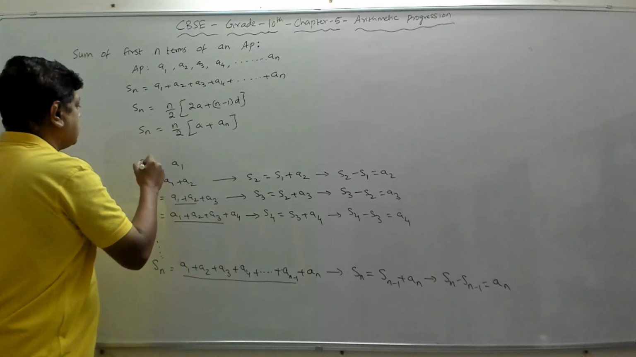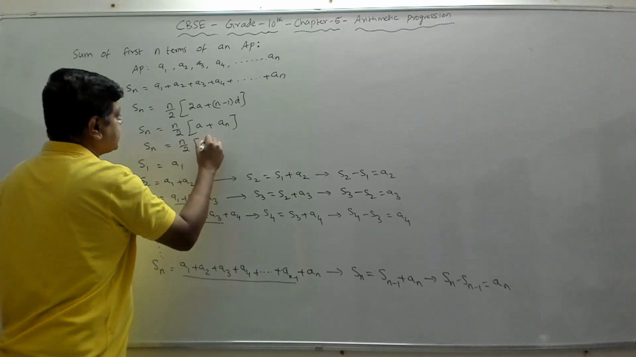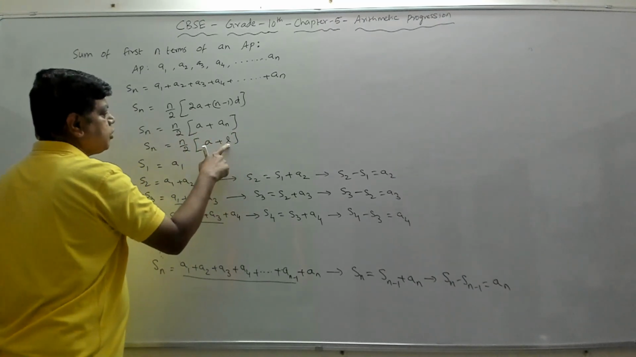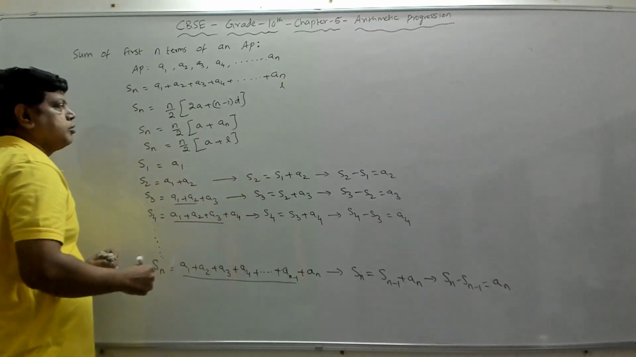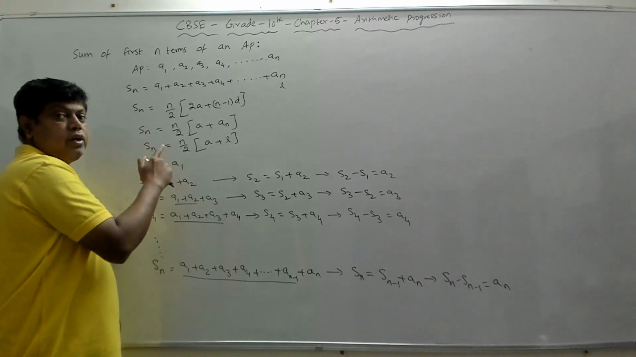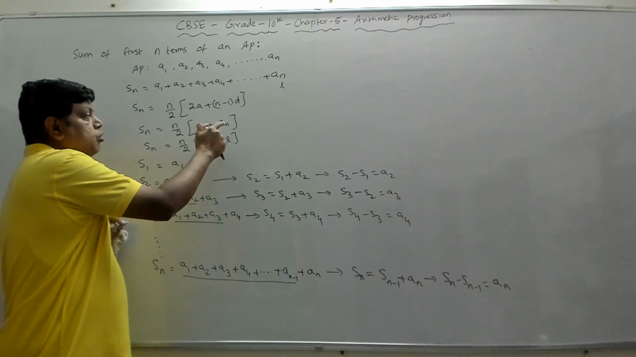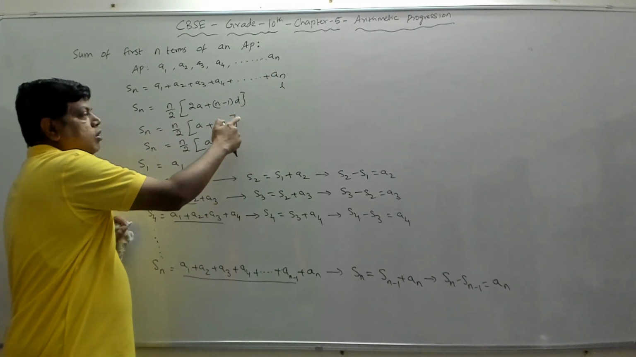Or the Sn is also given as n by 2 into A plus L, where we denote An, the last term, as L. This is denoted as L, last term. So we go for these two formulas to find the sum of first n terms of an AP if you know the last term of the AP. If you know the last term, then we can use any one of these formulas.